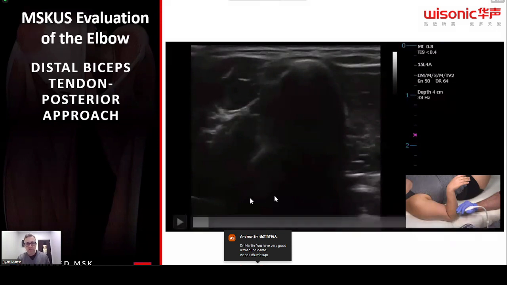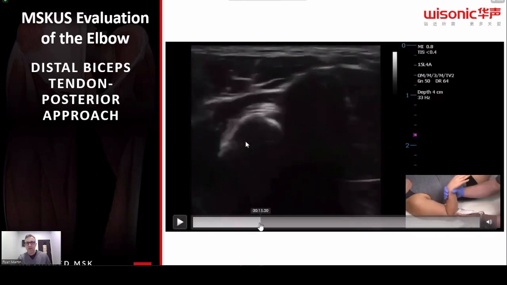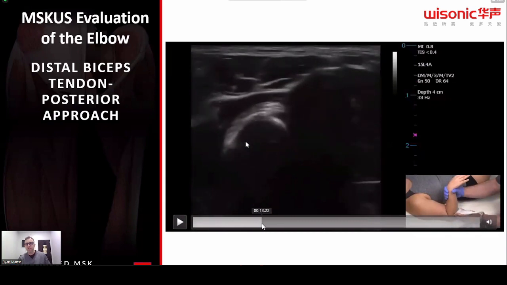Let me show you on the video here. So as we move here, you can see the radius is down here and the ulna is over here. And here's a clearer picture. This is a better picture here. So what you see here is the radius down here. The ulna is right here. And you're going to see this space right in here as Colin pronates and supinates the wrist.